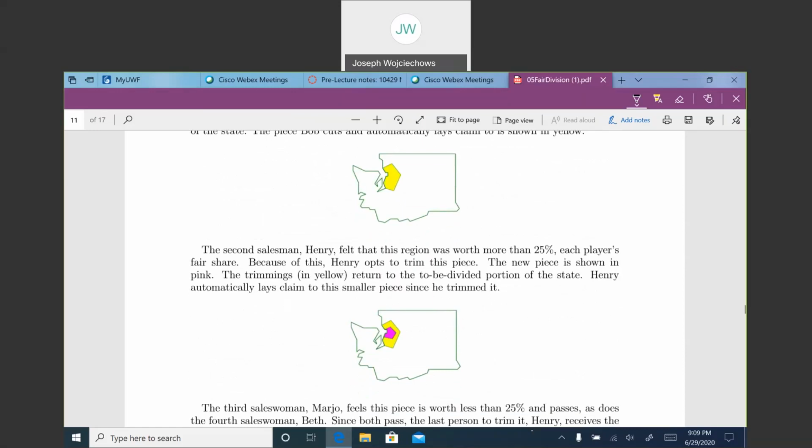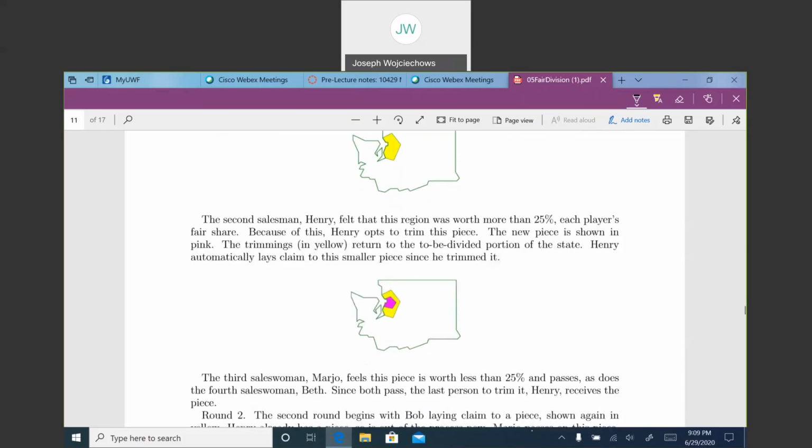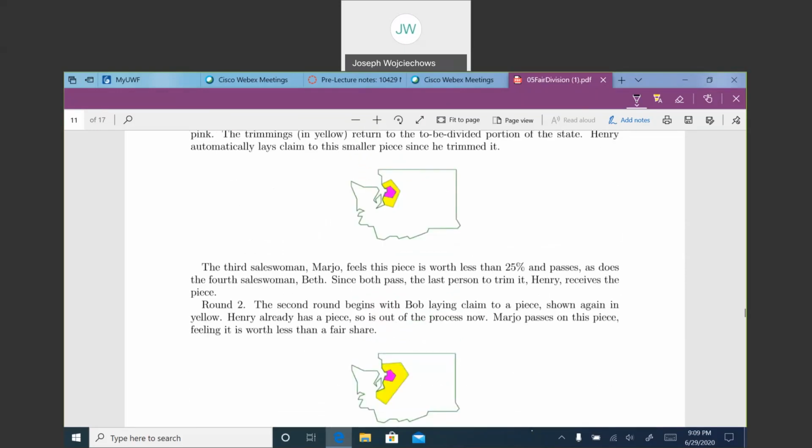The second salesman, Henry, felt that that region was worth more than 25%, which is each player's fair share. Because of this, Henry opts to trim this piece. The new piece is shown in pink. The trimming goes to the to-be-divided portion of the state, and Henry automatically lays claim to this smaller piece since he trimmed it. Third saleswoman, Margot, feels the piece is worth less than 25% and passes, as does Beth. Since they both pass, the last person to trim it, Henry, receives the piece.